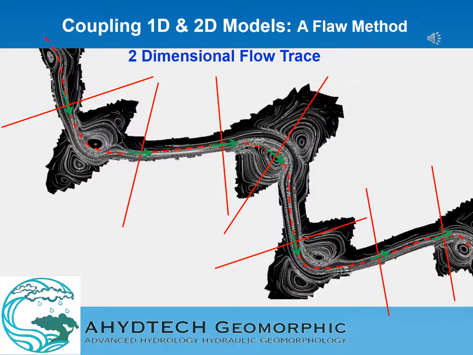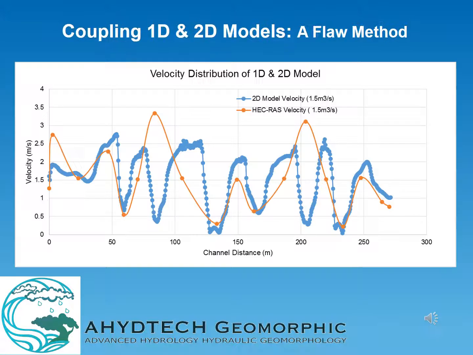This is a flow trace animation of flow fields simulated by the 2D model of the natural channel. This channel has a riffle-pool sequence. As you can see, flow here is definitely two-dimensional. If I'm applying a one-dimensional model, that model cannot accurately simulate this flow field.